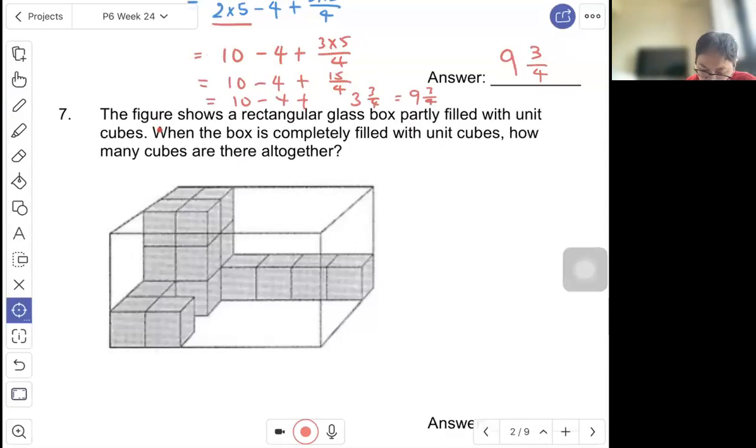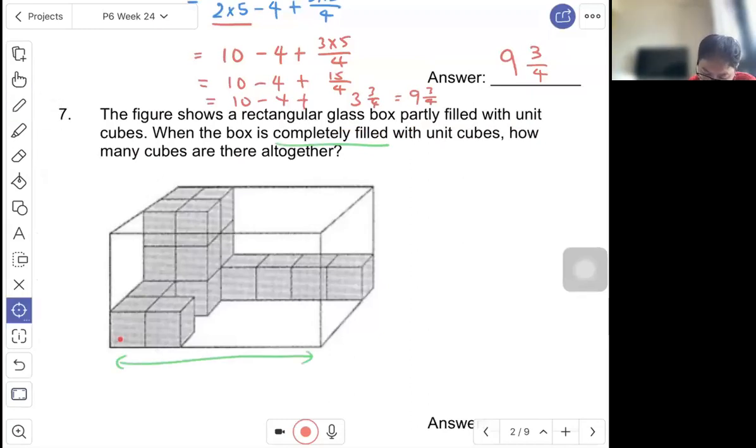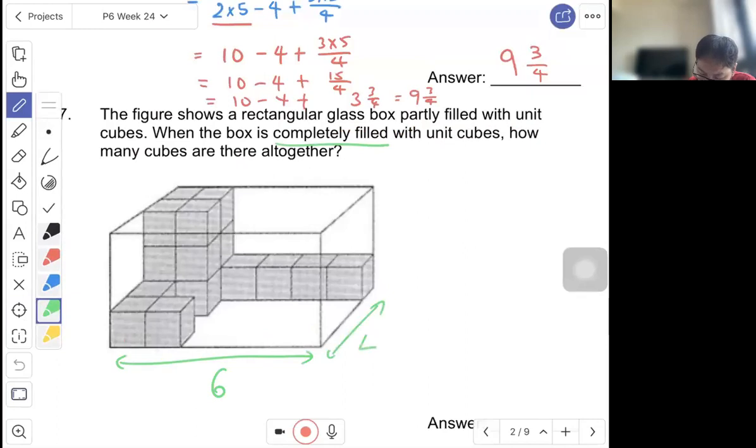He said the figure shows a rectangular glass box partly filled with unit cubes. When the box is completely filled, how many cubes are there altogether? So here, this side there are 1, 2, 3, 4, 5, 6. And this side, there's 1, 2, 3, 4. And the height is 3. So completely filled will be length times breadth times height. That gives you 72. So the answer is 72 cubes.